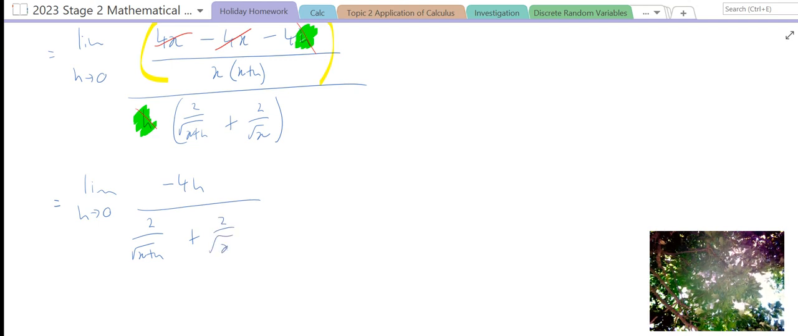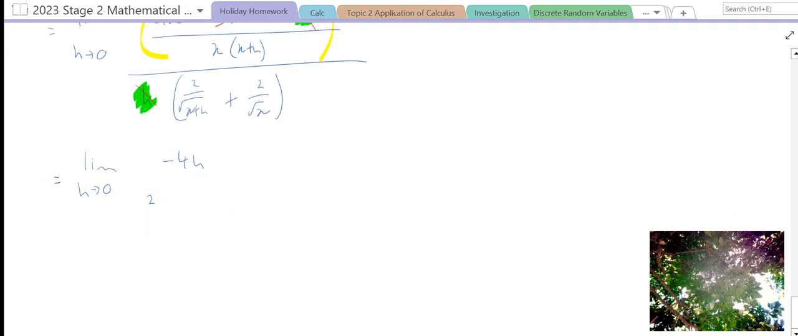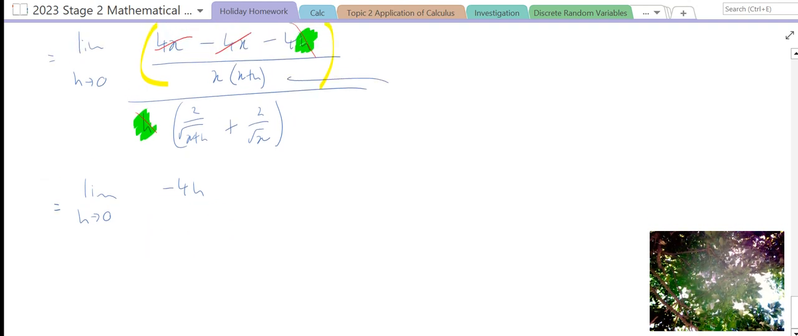Woo! No, I missed a whole bit, didn't I? I missed that bit there. Apologies. Still in holiday mode. x plus h over 2 on x plus h with the root plus 2 on root x.